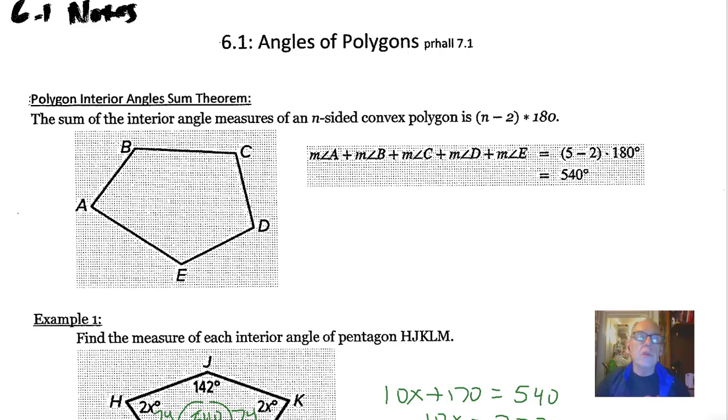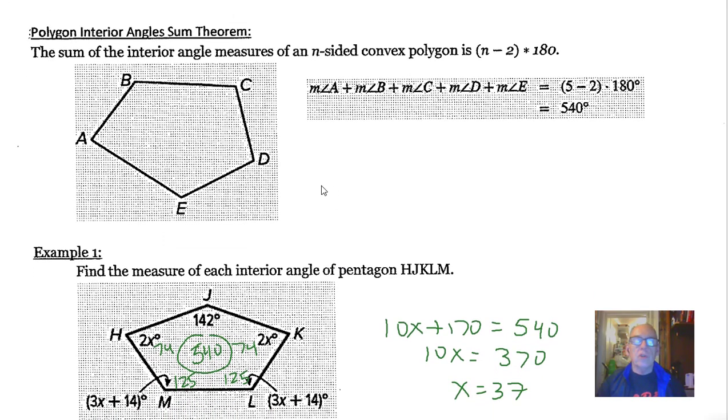Okay, this video goes with the 6.1 notes in the packet, Angles of Polygons. It was originally written for the Prentice Hall Text 7.1 section. So first off, the sum of the interior angles of a polygon, based on the number of sides, adds up to n minus 2 times 180, where n minus 2 is the number of triangles that you can form.